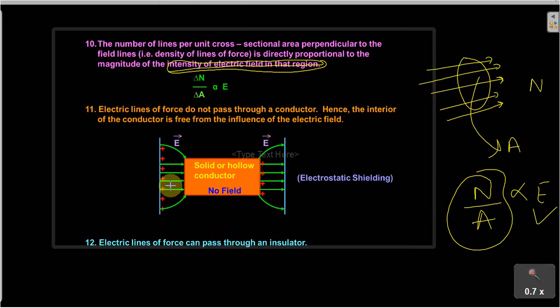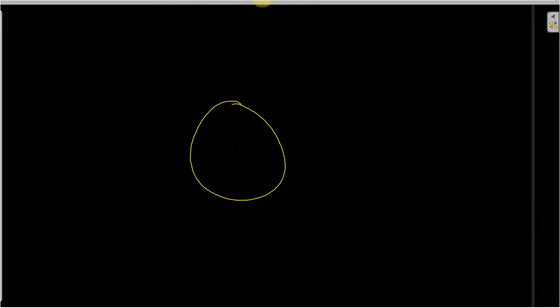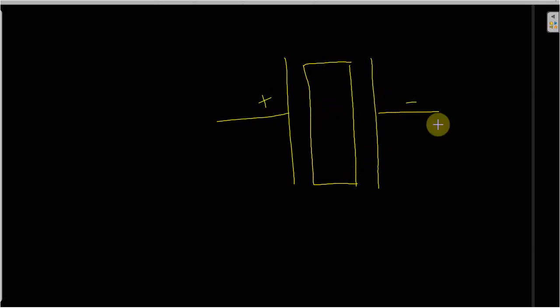Now the next property is, electric field lines do not pass through a conductor. If you have a conductor, inside that conductor there is no field. There is no field line in that conductor. So we will understand this concept. Let us consider this is an external electric field, and we will place a conducting slab between this positive and negative charge. This is our conductor. Here we will understand why the field inside a conductor is 0.